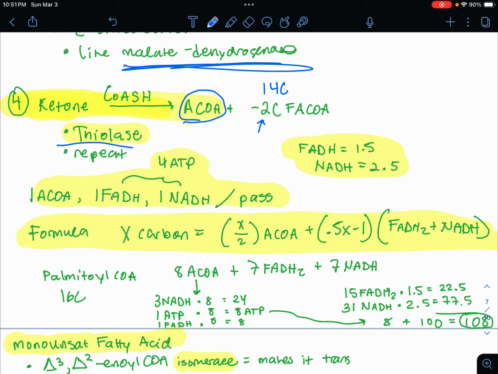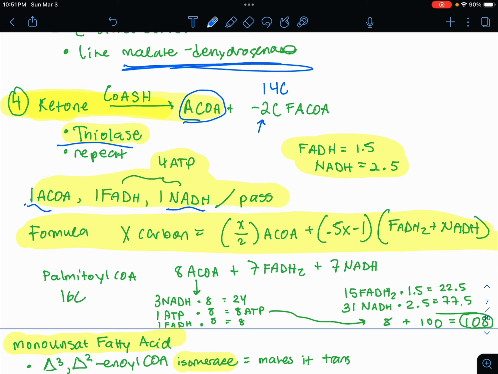Each pass of the beta oxidation will remove 1 molecule of acetyl-CoA. We're going to have 2 pairs of electrons and 4 protons. So that means 1 acetyl-CoA, 1 FADH2, 1 NADH, and 1 hydrogen per pass.